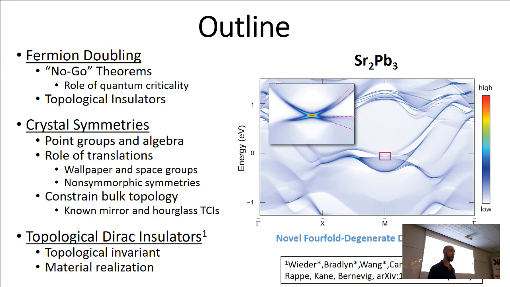And then we'll show how you can use an understanding of this from a group theoretic perspective to constrain the kinds of bulk topological features, or the kinds of features you would see on the surface of something that's a bulk insulator. So there's a relationship between topology in the bulk and geometry on the surface that we're going to explore. And finally, I'll show how that allows you to find this new phase of matter, this topological Dirac insulator that has this fourfold degenerate surface state with very unique properties.